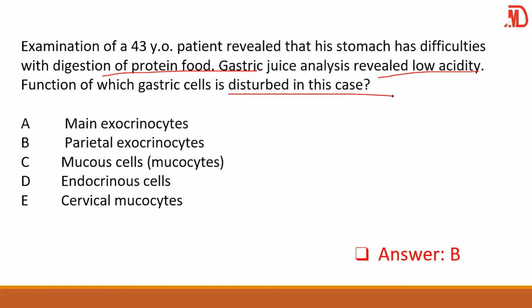And your answer is what? The parietal cells, because they are responsible for the release of gastric juice. And if it is reduced, that means low acidity will be present. And when low acidity is present and the right amount of enzyme is not there, definitely they can't digest the protein. So your answer is B.